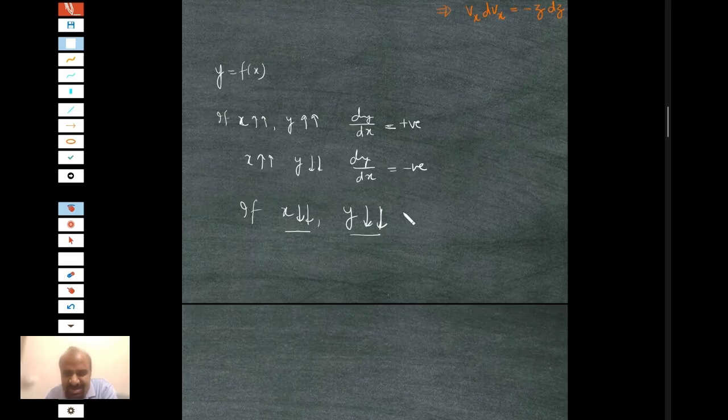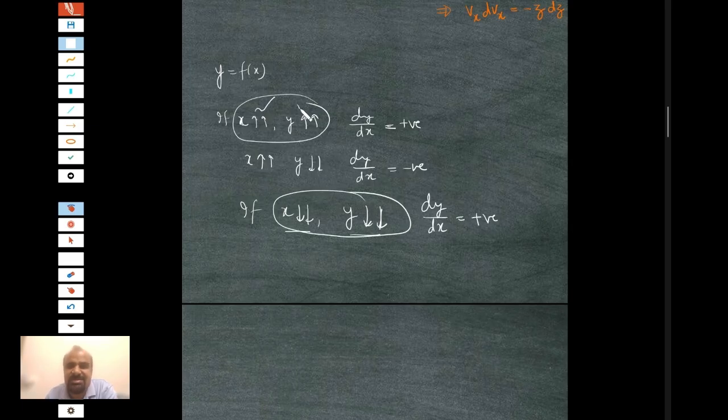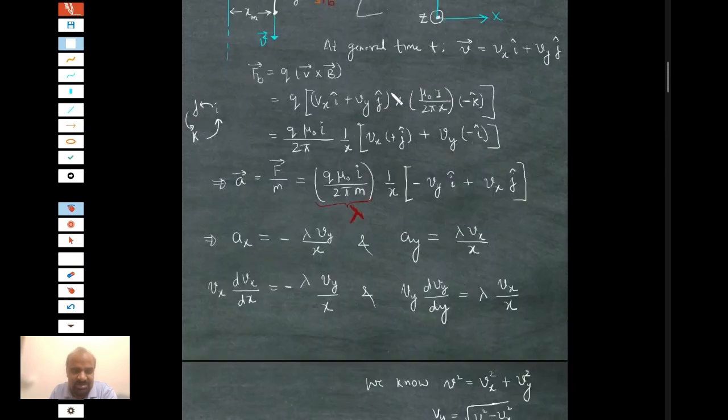Because x is decreasing and y is decreasing, in that case, what should dy by dx be? Should it be negative or positive? It should be positive, because this is the same as this. If x increases, y increases, so if x decreases, y decreases. So dy by dx must be a positive thing. Now if you come back to our equation, just a sec, please see this equation. Where was I?